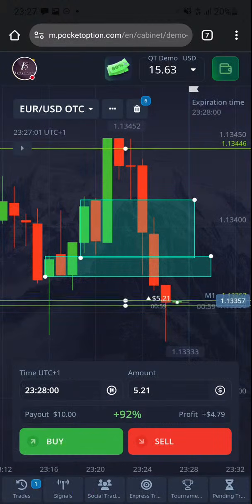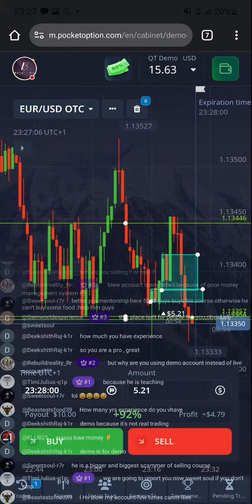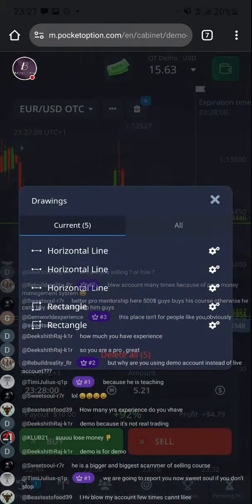Let me go with the buyers again here. I'm expecting a green candle here and I'll tell you why. You see this area also, there's so much messages coming in.